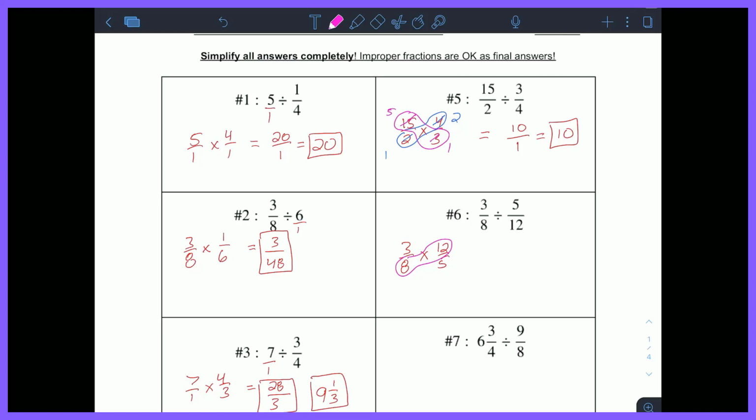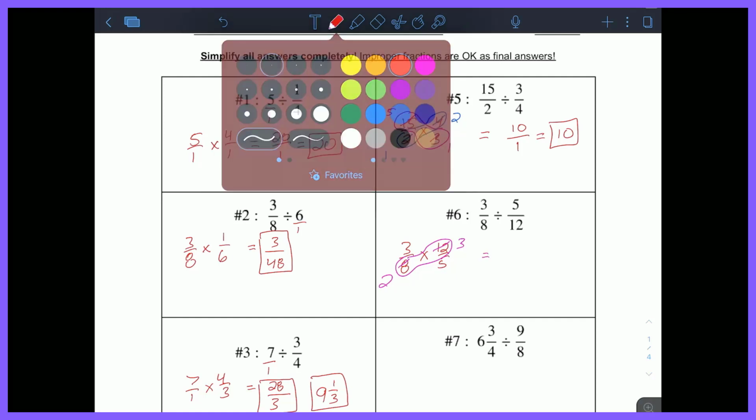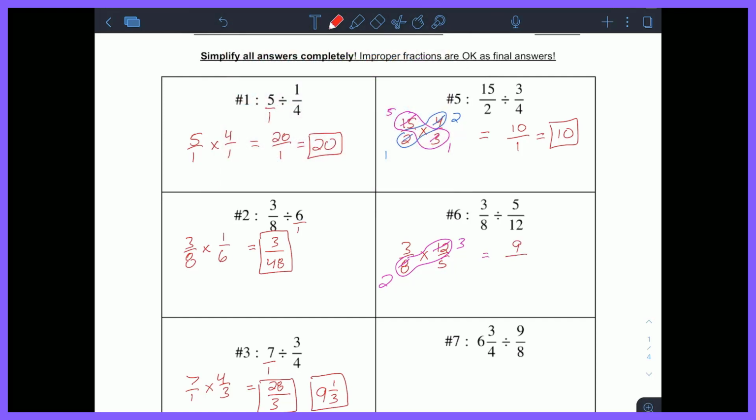So if we divide 8 by 4, of course we get 2, and 12 by 4 we get, let's see, that'd be 3. And so then we just have to simplify the other one if we could, but in this case we can't. So then we just do top times top. We'll go back to red. 3 times 3 is 9, and 5 times 2 is 10. Final answer of 9/10.